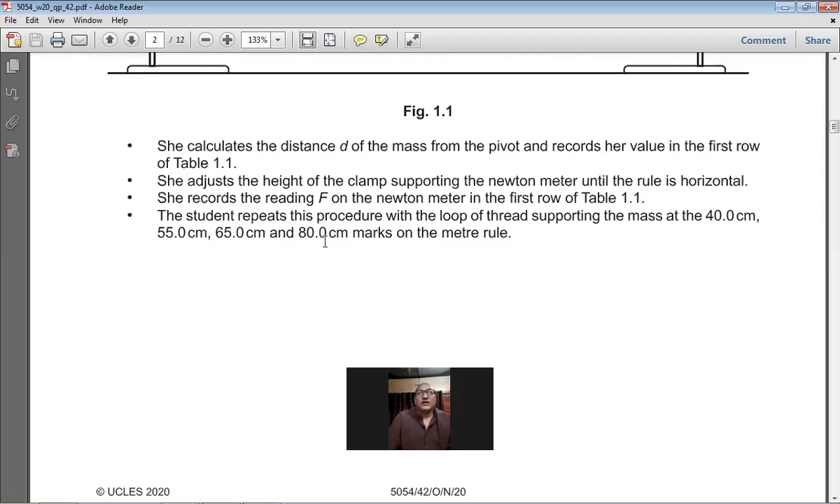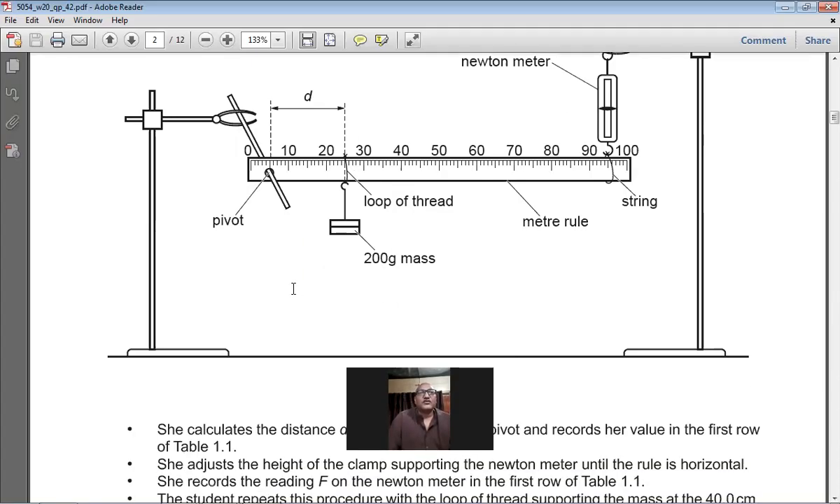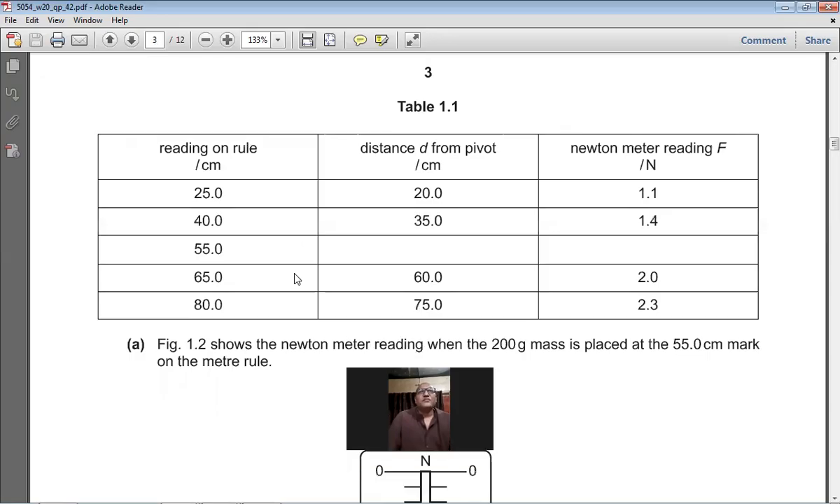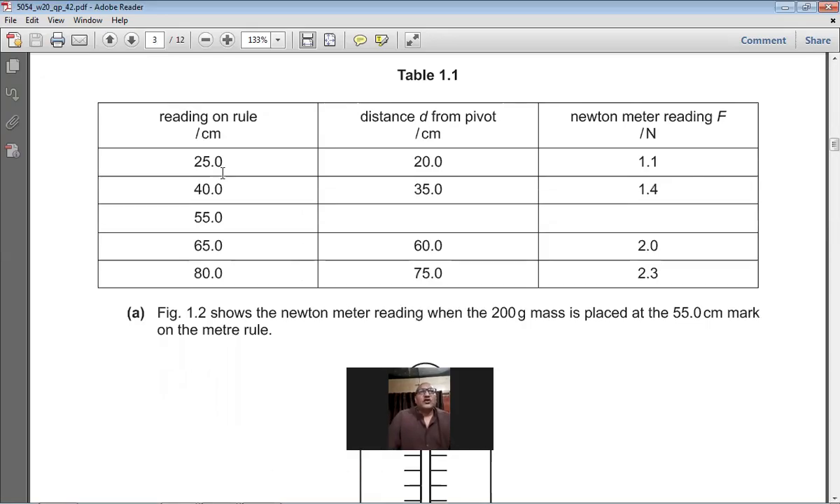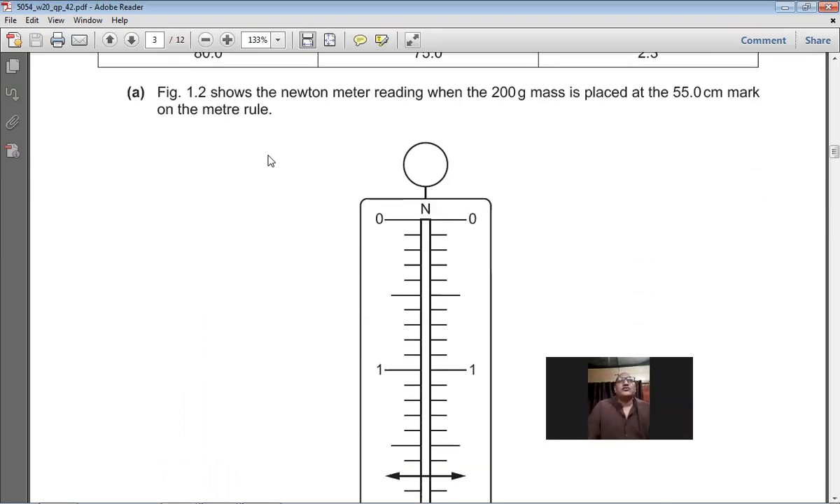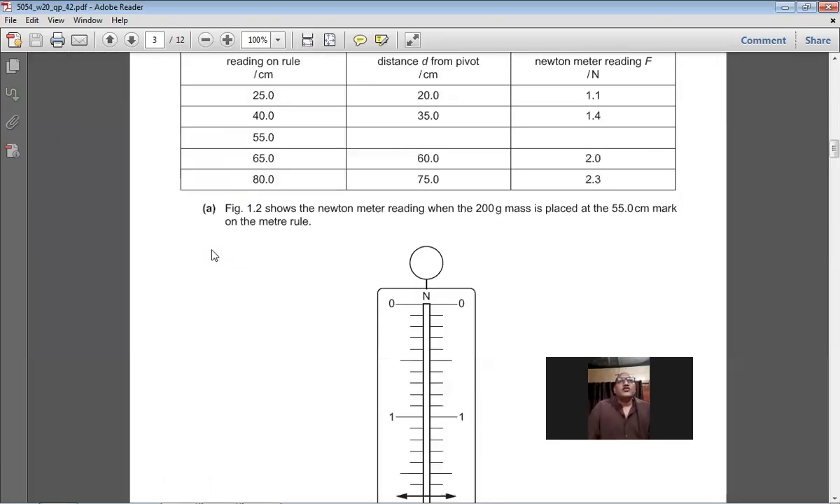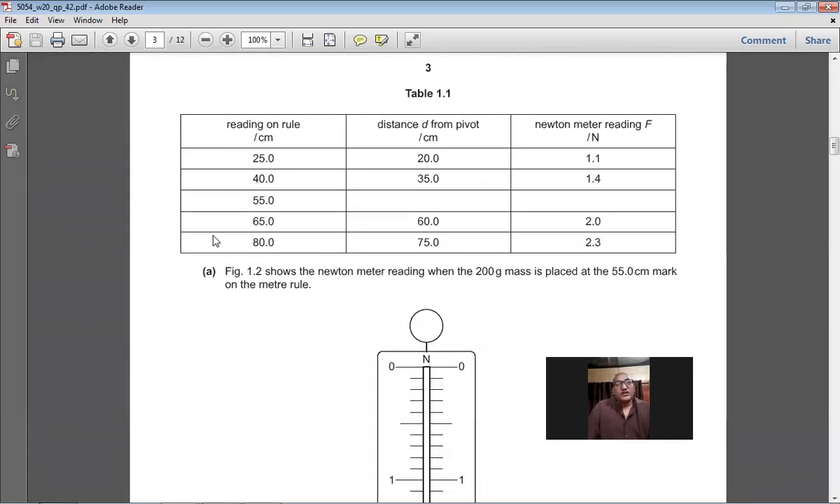So what she does, she moves this mass to different locations. For example, she puts it at the 55 mark, 80 mark, 75 mark. So she moves this mass here, okay? Simple. So this is that table in which they are recording their readings, and this is the figure 1.2. This figure, let me see it. So that's the table in which they will put the values.